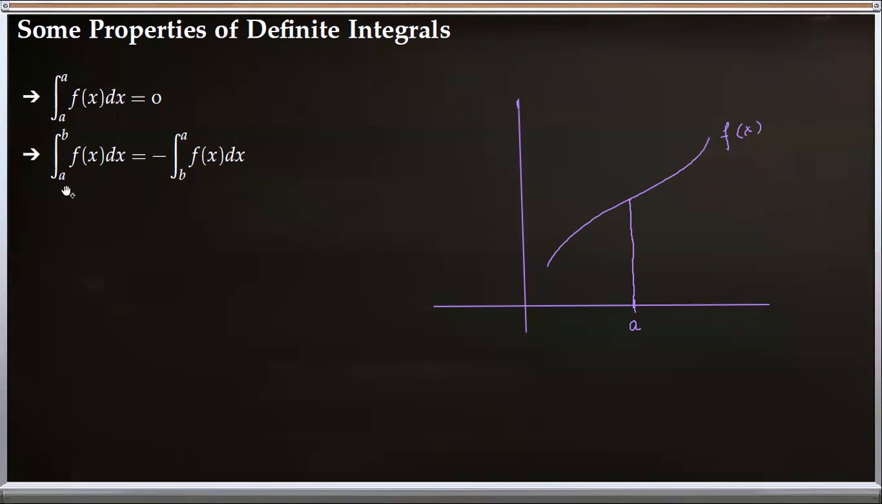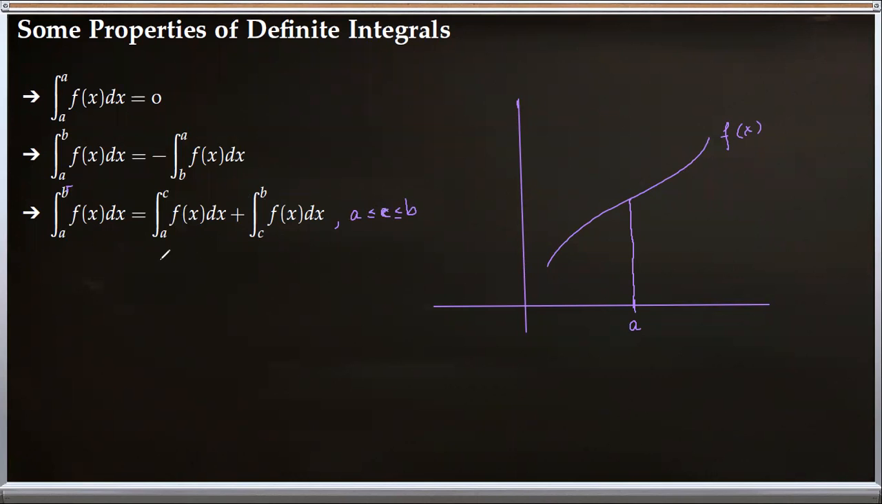The next one says the integral from a to b of f of x is negative of integral from b to a of f of x. So this is basically saying if you change the order of the limits of integration, then the integral becomes negative. Okay, the next one says if you have integral from a to b, then you can take any number c between a and b. So here c will be between a and b.